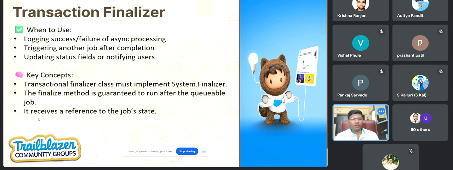I'm going to the next slide, just a simplified version of whatever I mentioned earlier. So when do I use a finalizer? For a logging mechanism, or when once a particular job is done you want to trigger another one, or you want to notify the user. In the batch class, you remember, once the batch class is completed in the finish method, we send an email. The same thing, if you want to do it in Queueable, go for this transactional finalizer. And how do you do that? You need to implement the System.Finalizer interface, and it's guaranteed that after the Queueable job is finished, this method will get called.